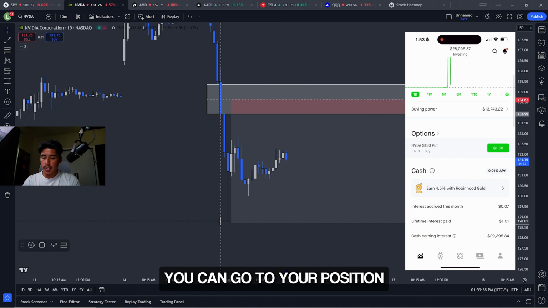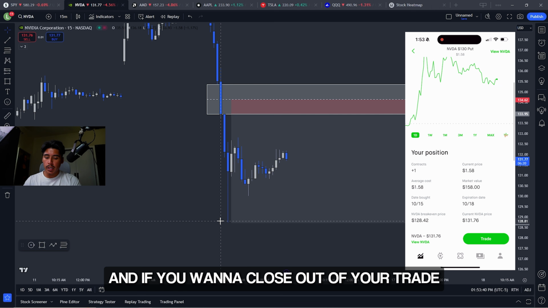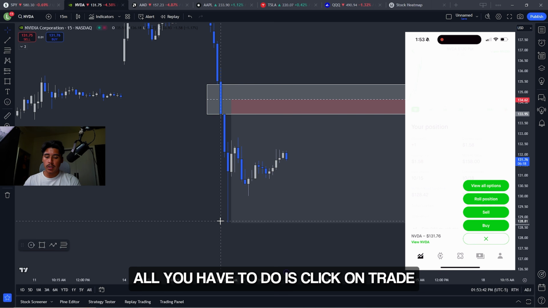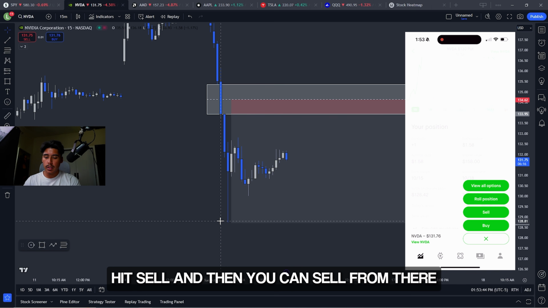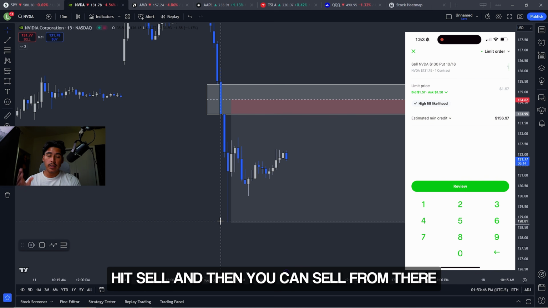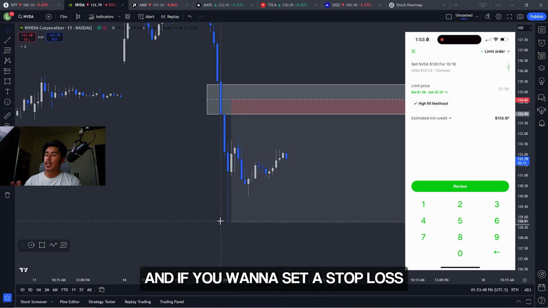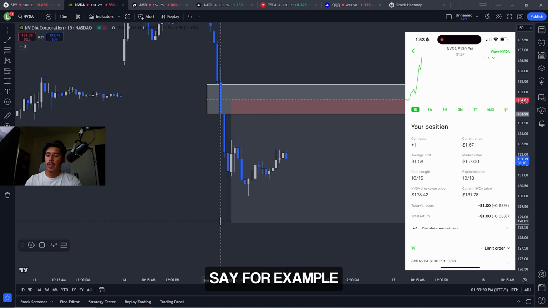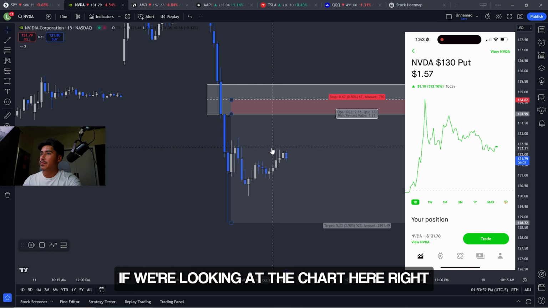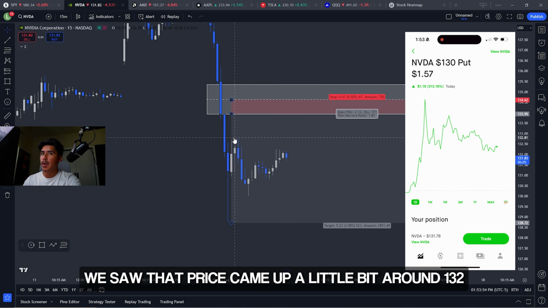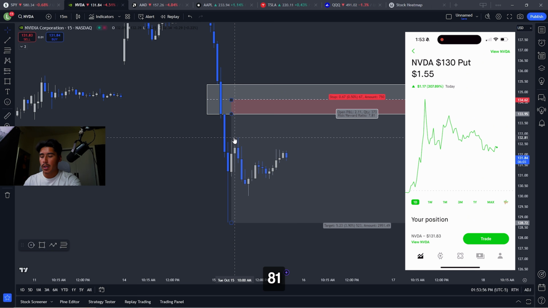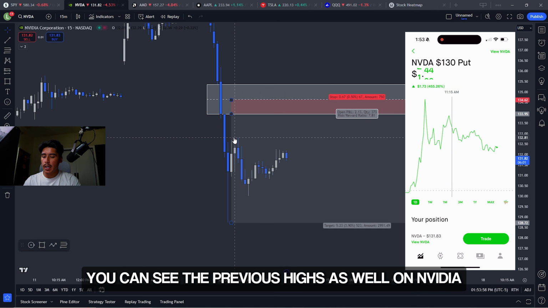You can go to your position, and if you want to close out of your trade, all you have to do is click on trade, hit sell, and then you can sell from there. And if you want to set a stop loss, say for example, if we're looking at the chart here, we saw that price came up a little bit around 132.81.